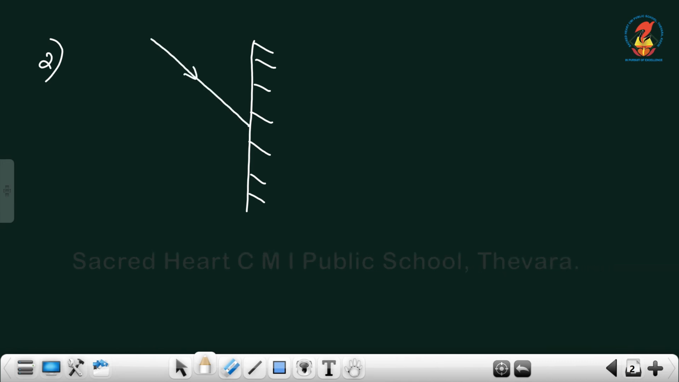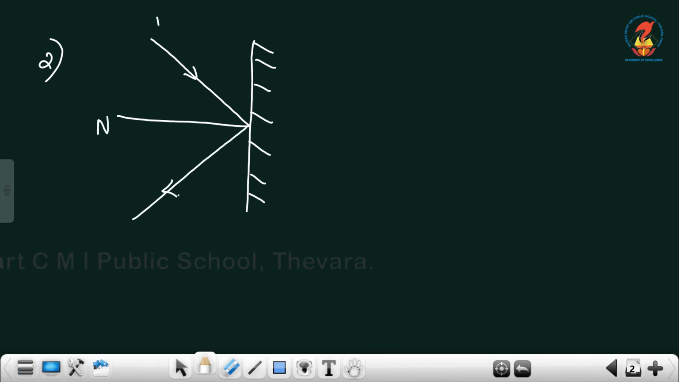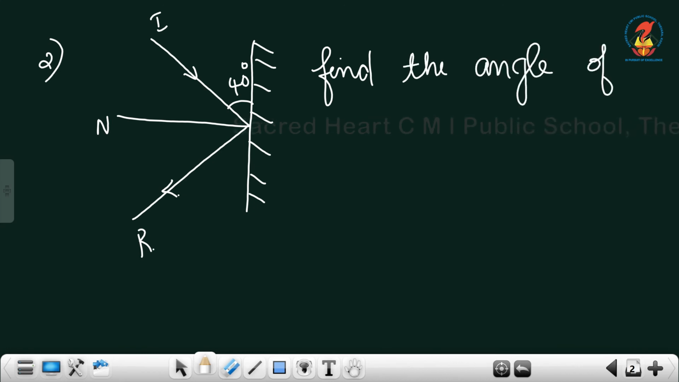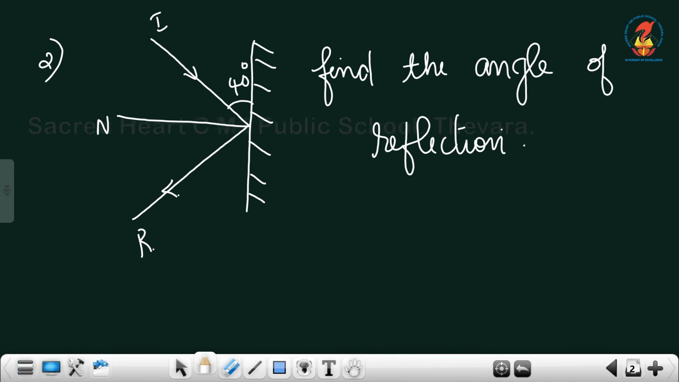This is an incident ray. This is a normal. This one is a reflected ray. This angle is 40 degree. The angle between the reflecting surface of the mirror and the incident ray is 40 degree. Find the angle of reflection. What's the angle of reflection?